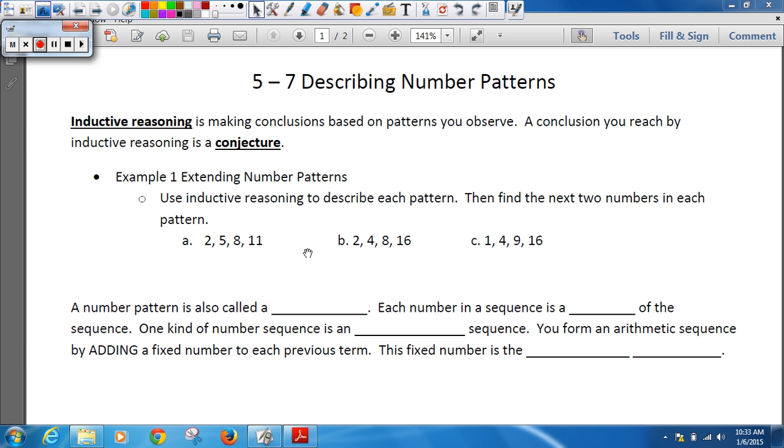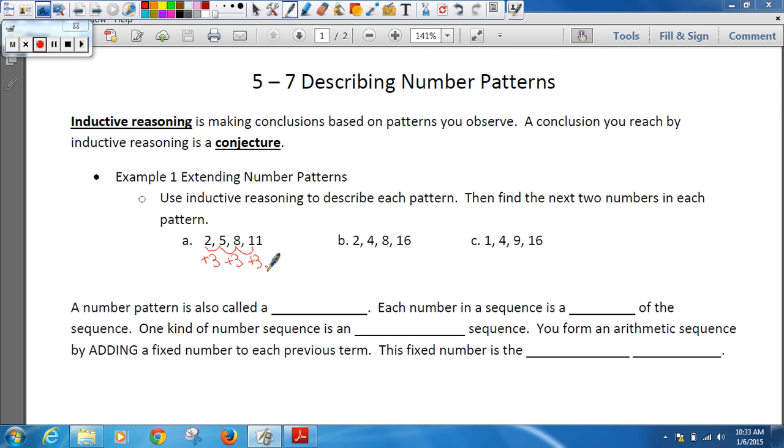Example number 1 wants you to extend the number patterns. It says use inductive reasoning to describe each pattern, then find the next two numbers in each pattern. Basically, to use inductive reasoning, you just look at it and you can see the pattern. From 2 to 5, I'm adding 3. 5 to 8 is also adding 3. And 8 to 11 is adding 3. So my pattern here, I can see, is you add 3 each time.